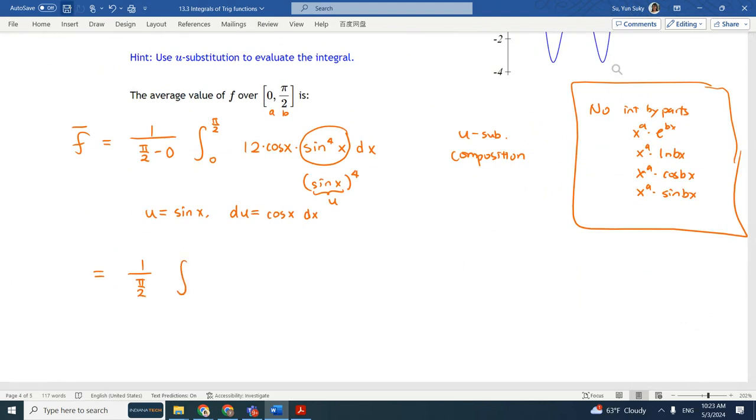Integral from, okay, these are the x. So x is from 0 to pi over 2. So u of 0, u of pi over 2. 12. Do you see cosine x dx? They become the du. So put the du at the end. And then sine is u. This is u to the 4th.